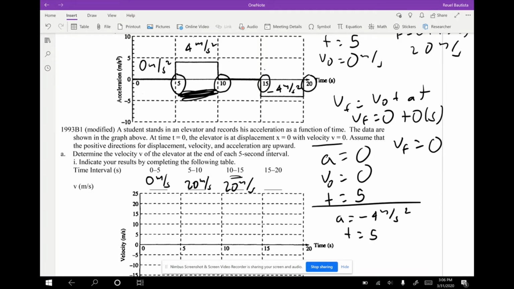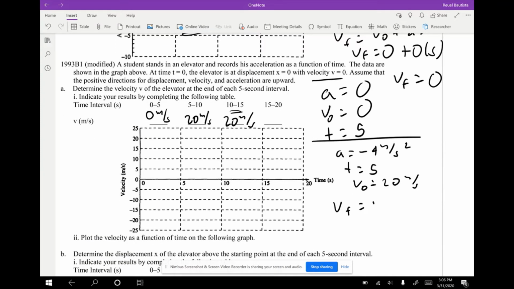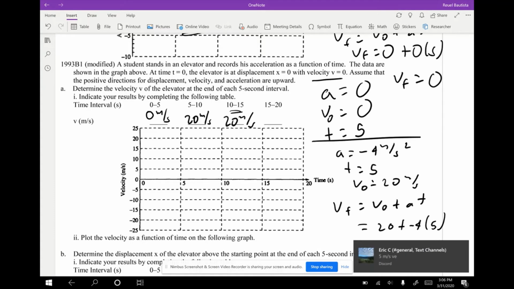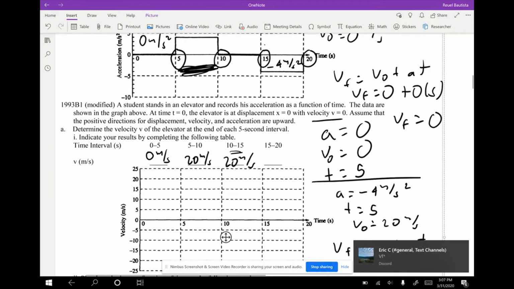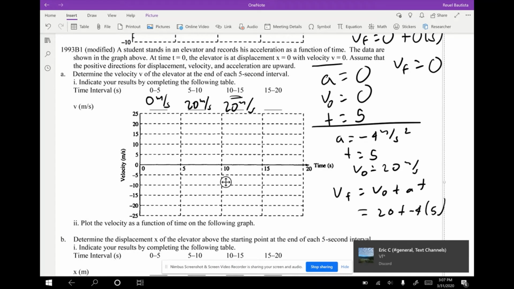VF should be 20 minus 20, and VF should be 0 meters per second, right? And this is very important to understand. If you look from 5 to 10 seconds, the change in velocity during this time is 4 meters per second squared. In the same interval of time, from 15 to 20, the change in velocity is negative 4 meters per second squared, with the same amount of time interval. So we know that they probably would cancel each other out. And that's why we get back to 0 meters per second at the end.